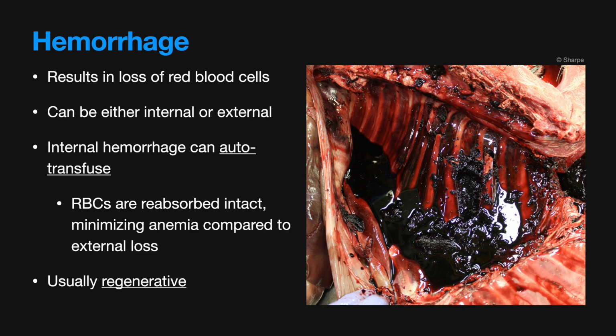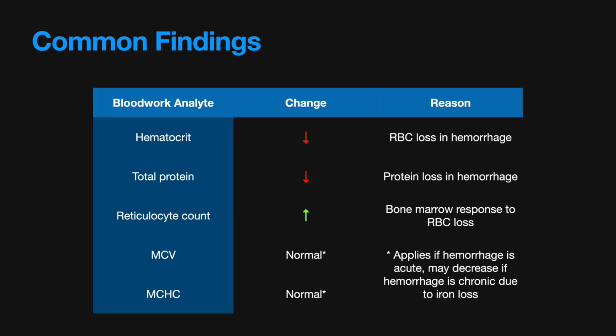Interestingly, internal hemorrhage can actually result in autotransfusion, where red blood cells are absorbed relatively intact, minimizing the degree of anemia in this type of hemorrhage compared to external loss. In most cases, hemorrhagic anemia is regenerative, as the bone marrow attempts to replace those lost red blood cells. Common findings with hemorrhagic anemia include a low hematocrit due to red blood cell loss, and low total protein due to the loss of protein within the lost blood during hemorrhage.